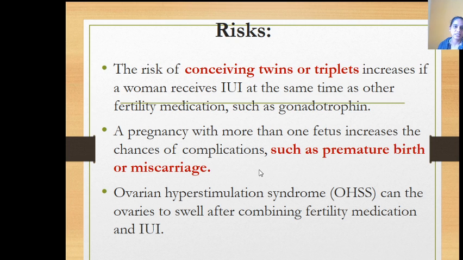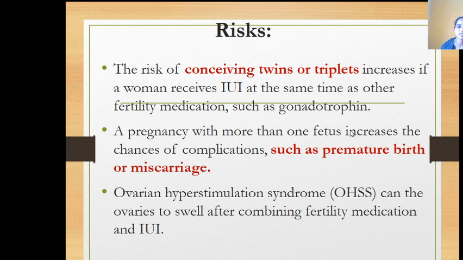Now, what are the risks of this artificial insemination? Conceiving twins or triplets is more likely. Just like in the case of IVF, here too the chance of triplets is higher, and this increases if other fertility medication is used too. Like gonadotropins, if given to induce ovulation or maturation of follicles, the number of follicles released during ovulation will be multiple. So twins, triplets or multiple births are common even in artificial insemination.